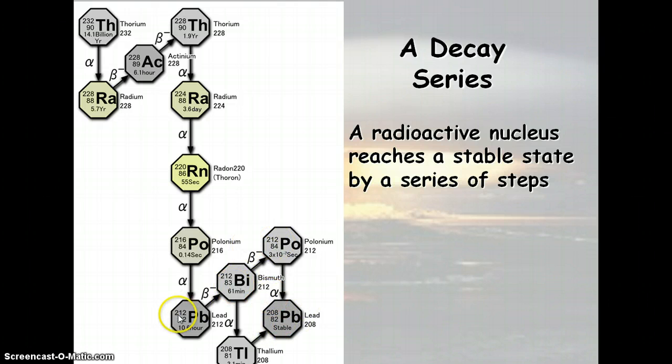Now, on the contrary, after going from this lead and betaing to this bismuth, it could have underwent alpha decay at that point to become thallium, and then beta decay to become lead. Okay, so sometimes you'll get multiple paths, but they should all lead to the last stable isotope.